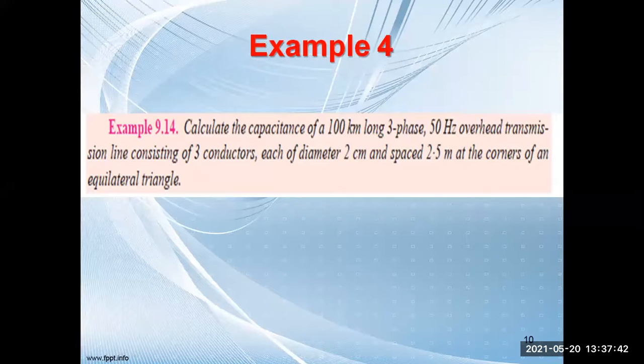Next, let us take another problem: calculate the capacitance of a 100 kilometer long 3-phase 50 Hz overhead transmission line consisting of 3 conductors, each of diameter 2 centimeter and spaced 2.5 meters at the corners of an equilateral triangle. So now I'll suggest that you solve this particular problem. You have to calculate the equivalent spacing, because there are 3 conductors. The diameter is 2 centimeter and the spacing is 2.5 meters. So this is the equilateral triangle, so you apply the formula for the equilateral triangle and calculate the capacitance.